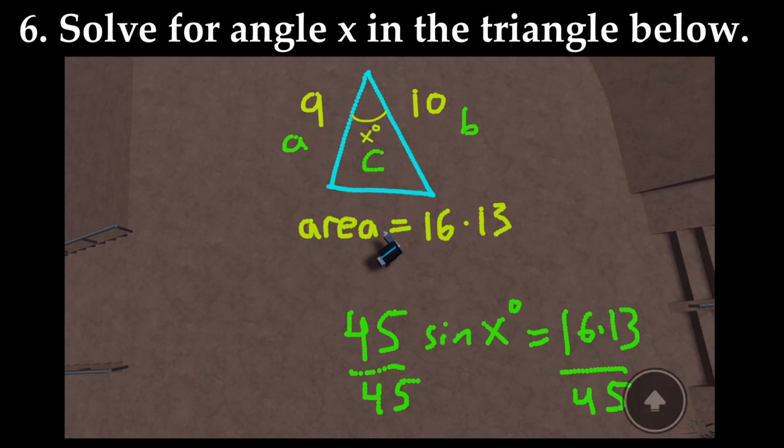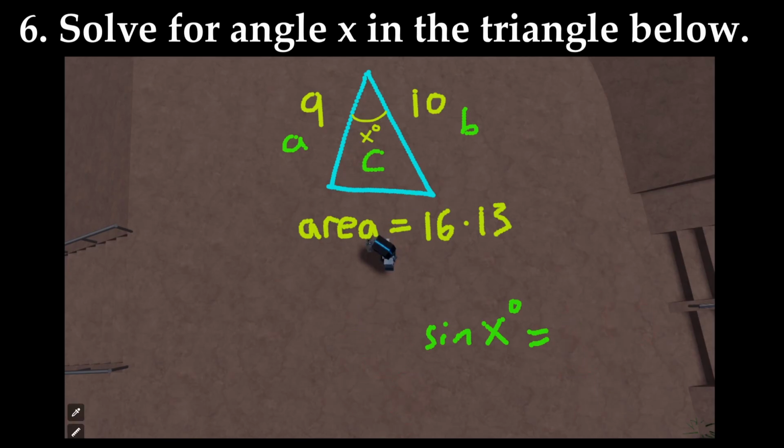And now, if you do that, you should get that sine of x is equal to 0.358. So now, how do you solve for x? Well, whenever you have sine of x equals some number, what you need to do is apply the inverse sine function. So let me rewrite this actually because I need some space to do it.